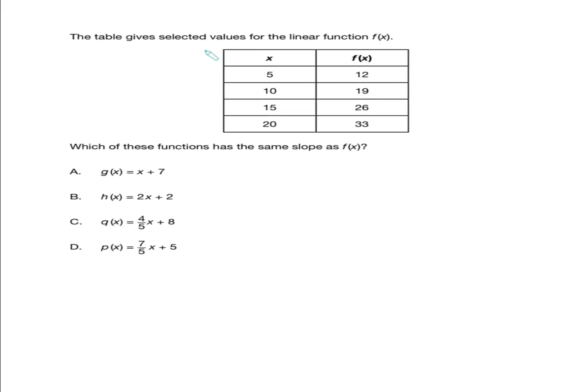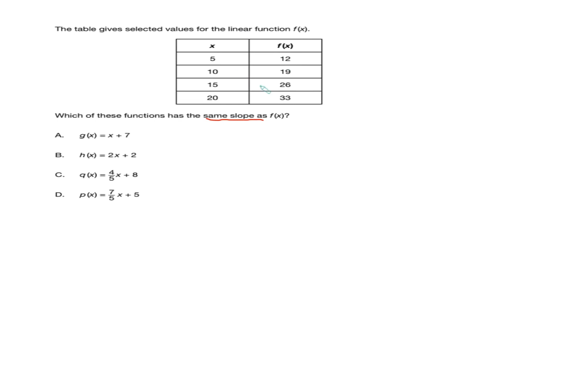So it says the table gives selected values for the linear function f of x. So here's your x, here's your f of x. So they kindly labeled for us. And it basically says which of these functions has the same slope as f of x. So let's find the slope for here. So I'm going to choose 5 and 12 and 10 and 19.